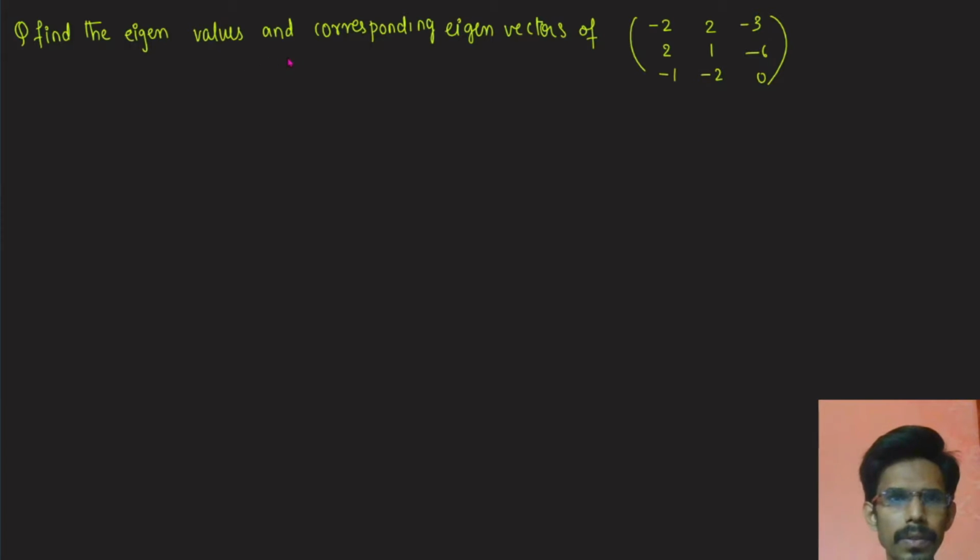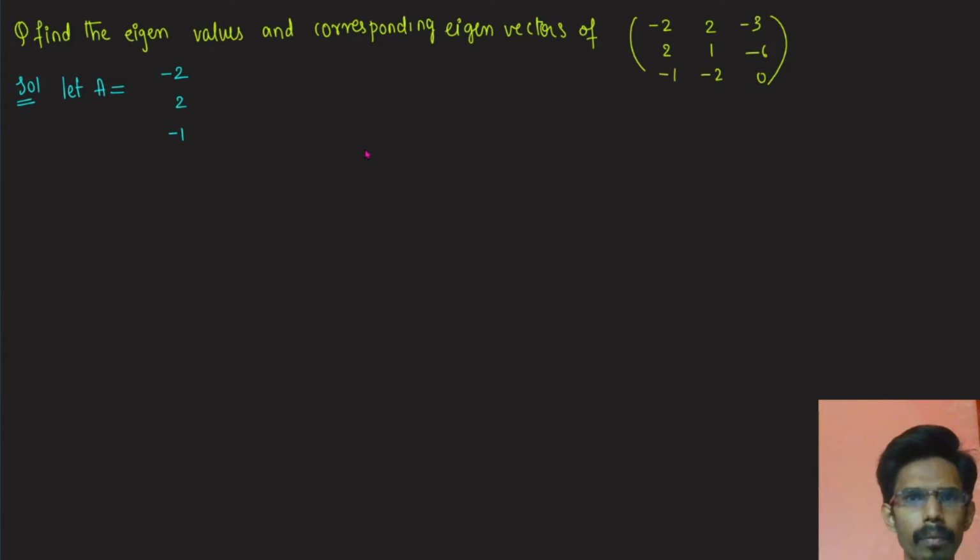Find the eigenvalues and corresponding eigenvectors of the given 3 by 3 matrix. Let us take this matrix as A. Let matrix A be [-2, 2, -1; 2, 1, -2; -3, -6, 0]. So we have been given a 3 by 3 matrix. Now we want eigenvalues.